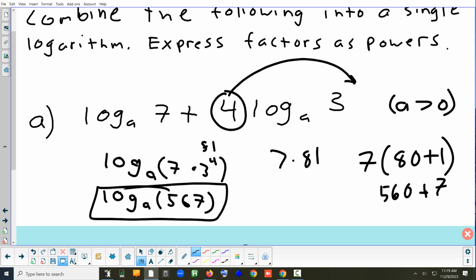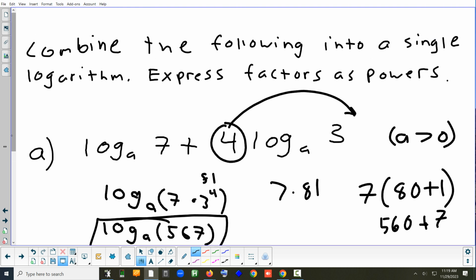If you have a question, yeah. So when we're looking for the answer from this one, obviously when we do it the other way, we can change it back into 7 times the 3 to the 4. But for these ones, are you looking for the actual combined answer, like the 567? Yeah. So we want to express it as a single logarithm, combined and simplified as much as you can. Okay. Yep.